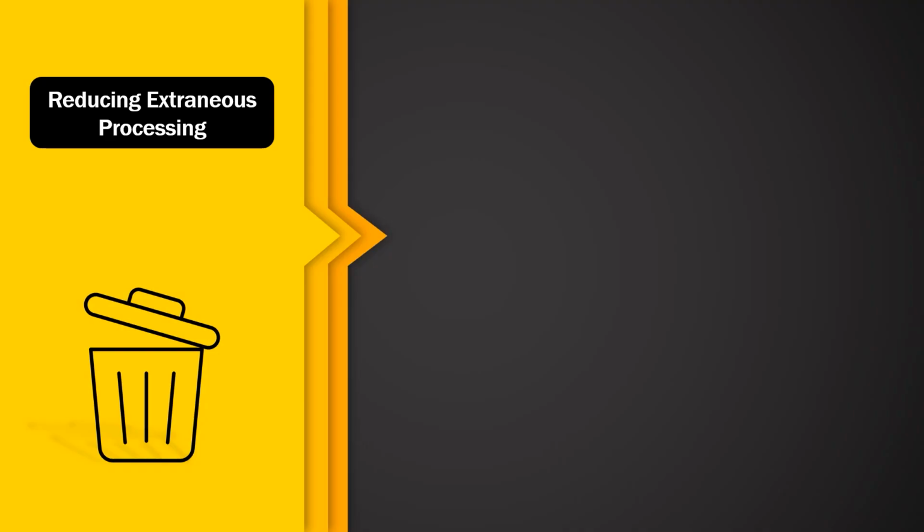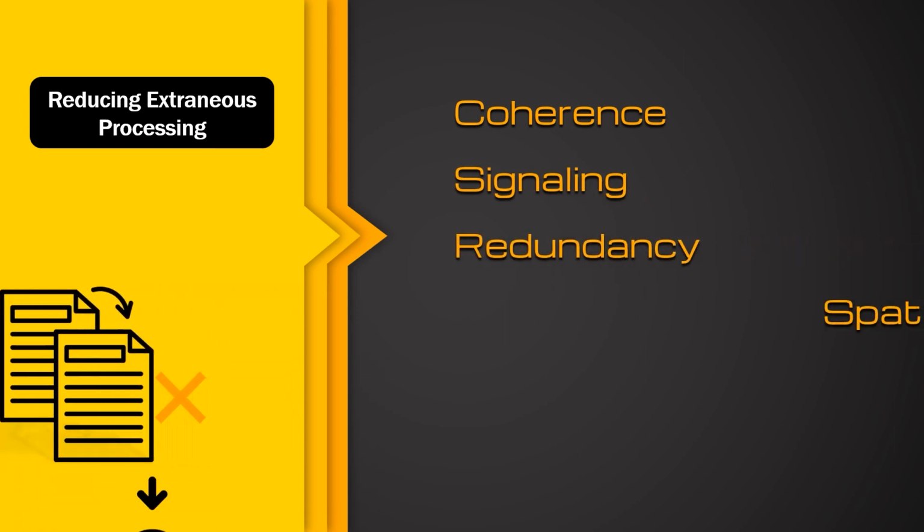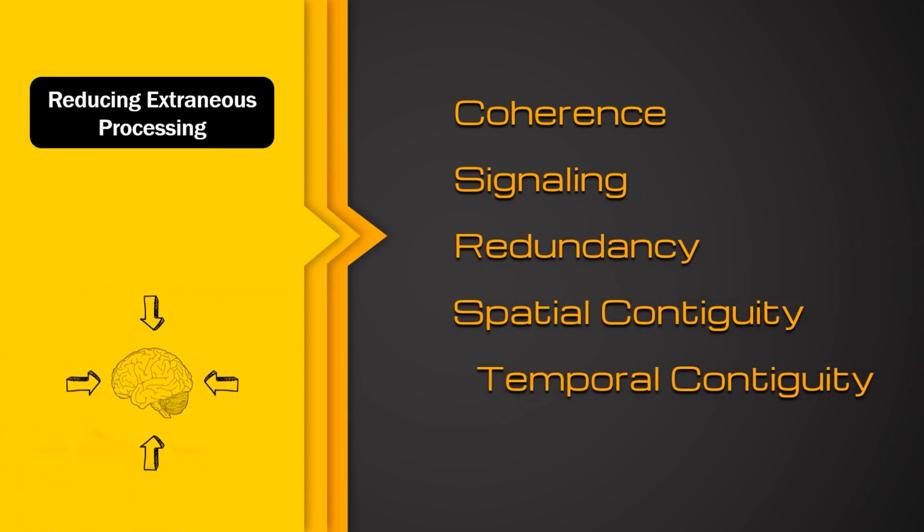The 5 principles under the reducing extraneous processing category are intended to prevent overloading learners with information. This is achieved by stripping the learning material down to its core components, leaving room for learners to have the cognitive capacity to engage in essential and generative processing. Extraneous processing can be minimized through coherence, signaling, redundancy, as well as spatial and temporal contiguities.